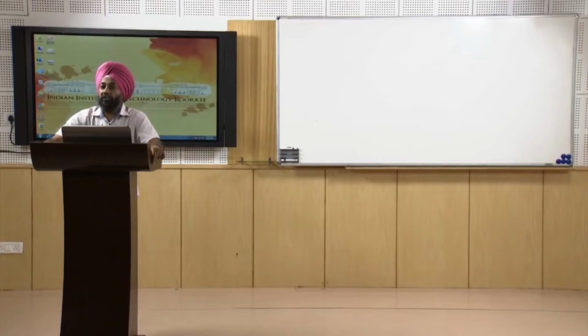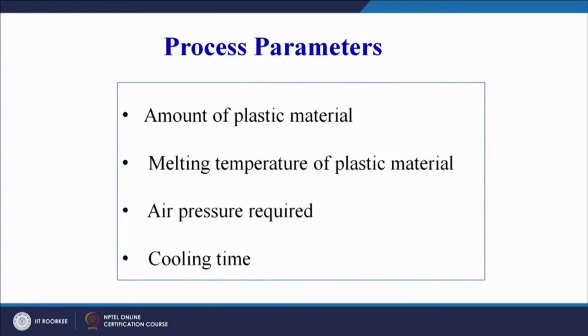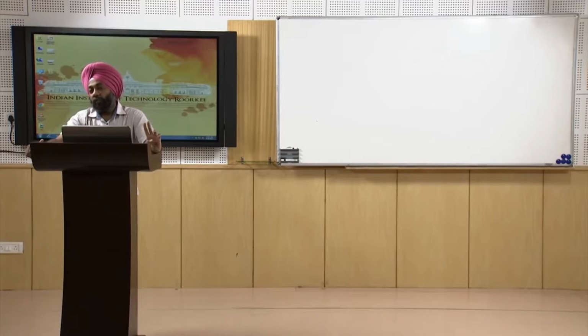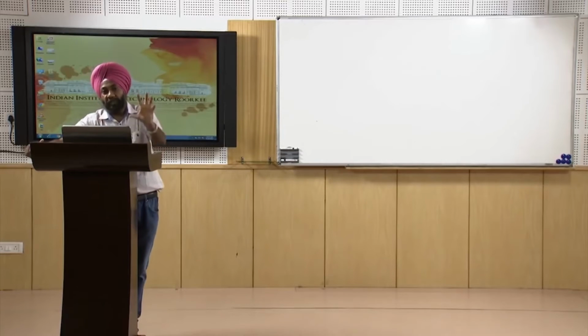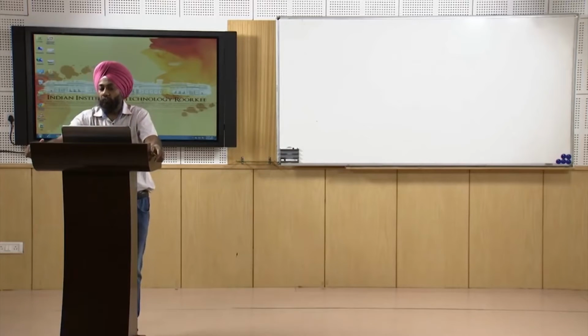So the amount of plastic material is one thing, that is the raw material that we need to control, and what type of parison should be made, the melting temperature of the plastic material. So these two are important from the manufacturing of parison point of view, because once that parison is ready, then we have to just blow it and it will take the shape of the mold.